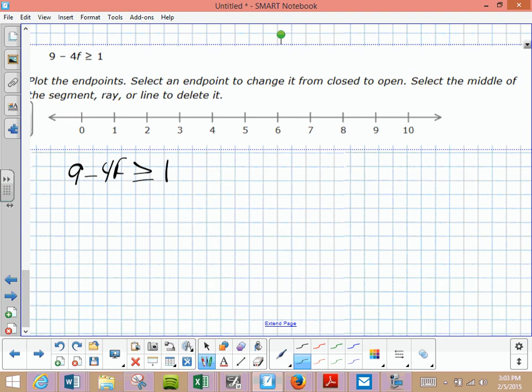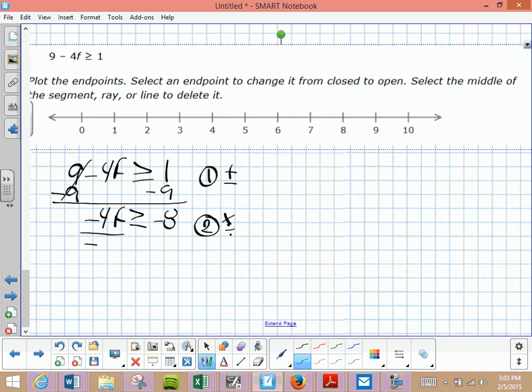I want to see these steps too, adding or subtracting, right? It's positive 9, so we put negative 9 on both sides. Negative 4f comes down, and you get negative 8, right? Now the next step is to multiply or divide. We've been knowing that for a while. This thing is multiplying, so we divide by negative 4.